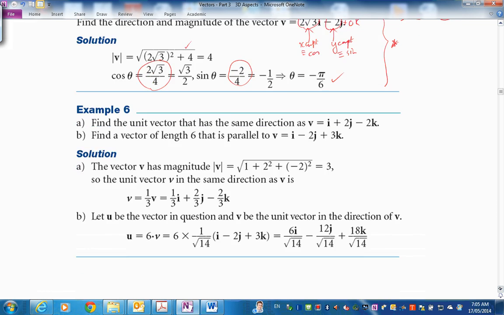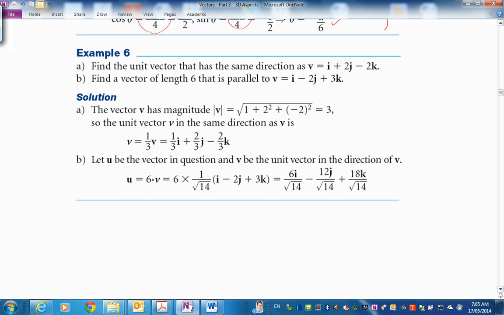Okay, come down to example 6. Find the unit vector that has the same direction as this one. What is the length of this one? Square root of x component squared, y component squared, z component squared, which is 3. The unit vector therefore is a third of that. So if I third all of the components, then I'm doing 1 on length of v by v, and that should be a unit vector in the direction of v. Okay, let u be the vector in question. Here in the second one, length 6 is parallel to that. So we want this one's direction, so it's the same thing again.